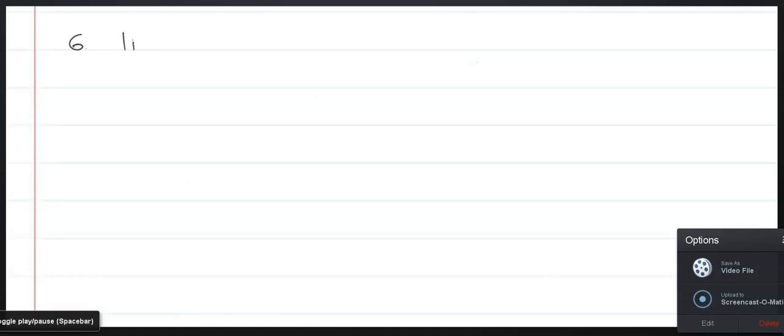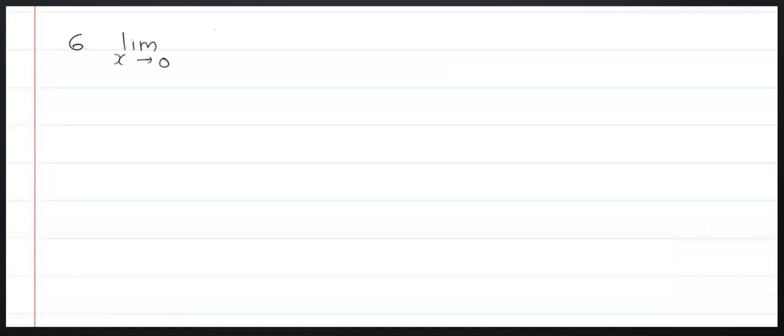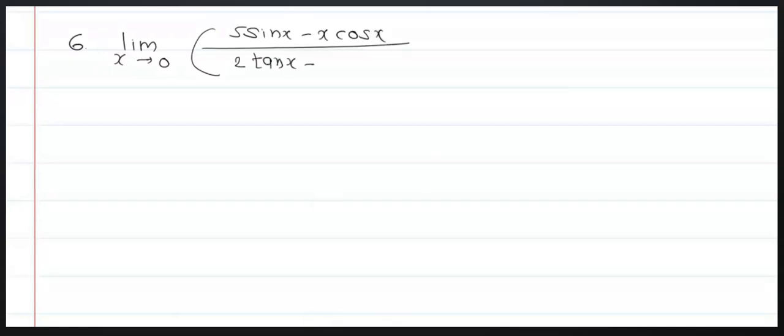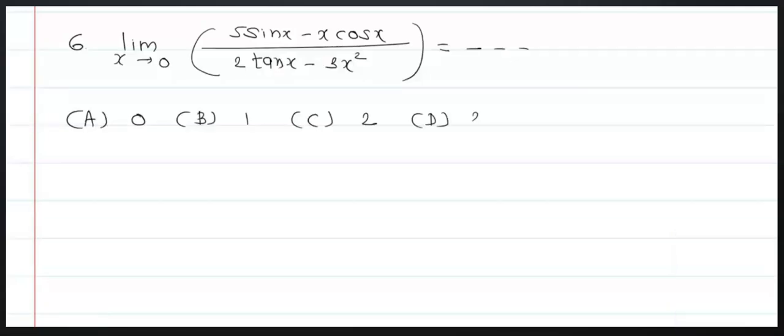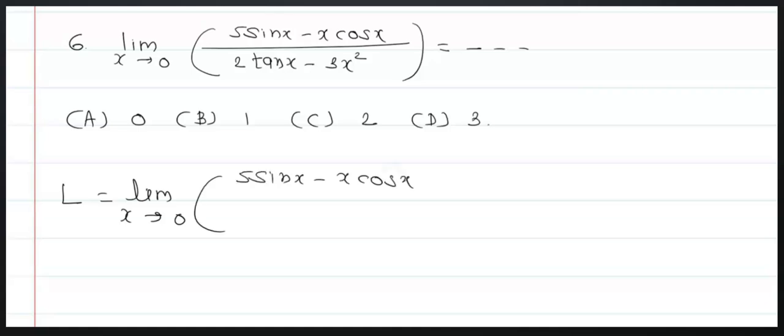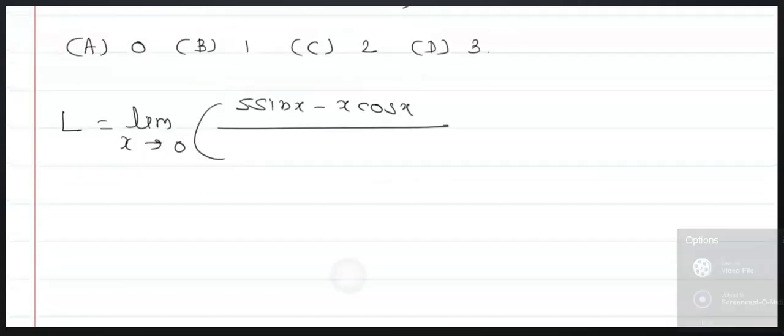Now the problem number 6. Limit x tends to 0, 5 sin x minus x cos x upon 2 tan x minus 3x square. A is 0, B is 1, C is 2, and D is 3. Now the limit x tends to 0. Now in this case, see this problem.